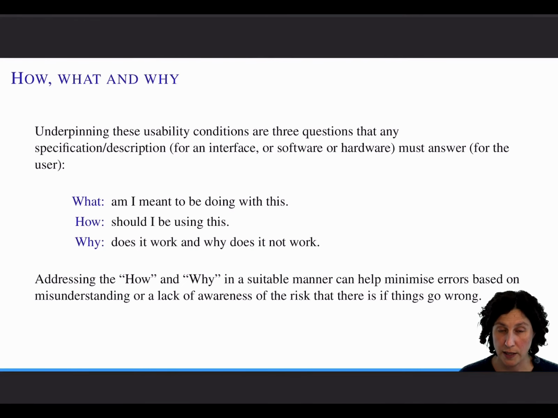So addressing the how and why in a suitable manner can help minimize errors based on either misunderstanding or lack of awareness of the risk involved when you're either using this component or not using it correctly. Think about the example that the researchers studied, email encryption with PGP. One of the things that you really want to minimize is exposure of the private key, or the secret key. They considered it a complete security failure if people accidentally send out their secret keys and not their public keys. And it happened quite often.